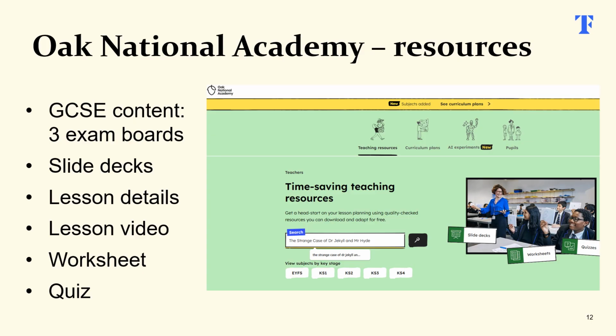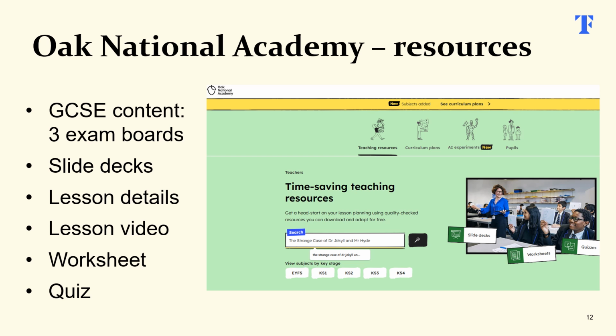Oak National Academy have some useful resources that can support you to think about The Strange Case of Dr. Jekyll and Mr. Hyde, this text, looking at it as a pedagogue. And for this text you'll notice that there are several resources on there that include GCSE content from 3 exam boards, AQA, Pearson and Edexcel, along with slide decks, lesson details, lesson videos, worksheets and quizzes.